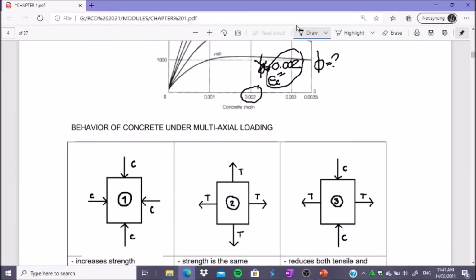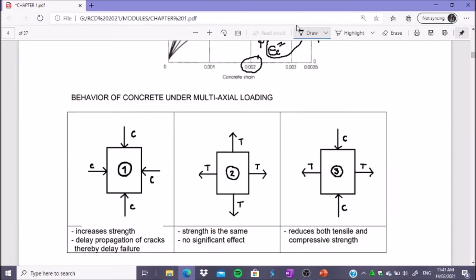Okay, so ito we have behavior of concrete under multi-axial loading. Okay, sabihin lang natin ito dito. So kapag yung concrete natin, for example, we have a cylinder, it is subject to full compression on both sides. So it increases strength, delays propagation of cracks, thereby delaying failure. Okay, ngayon kapag subject to tension lahat, walang effect. The strength is the same, no significant effect.